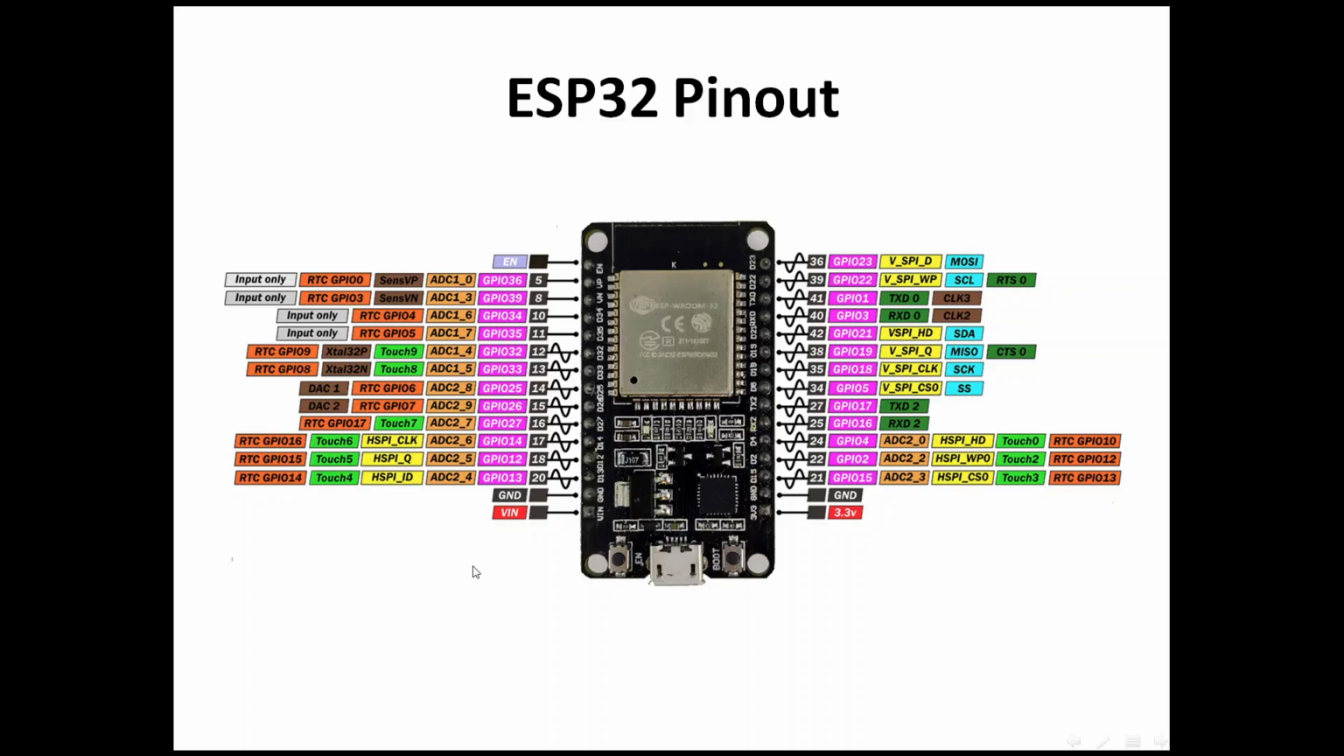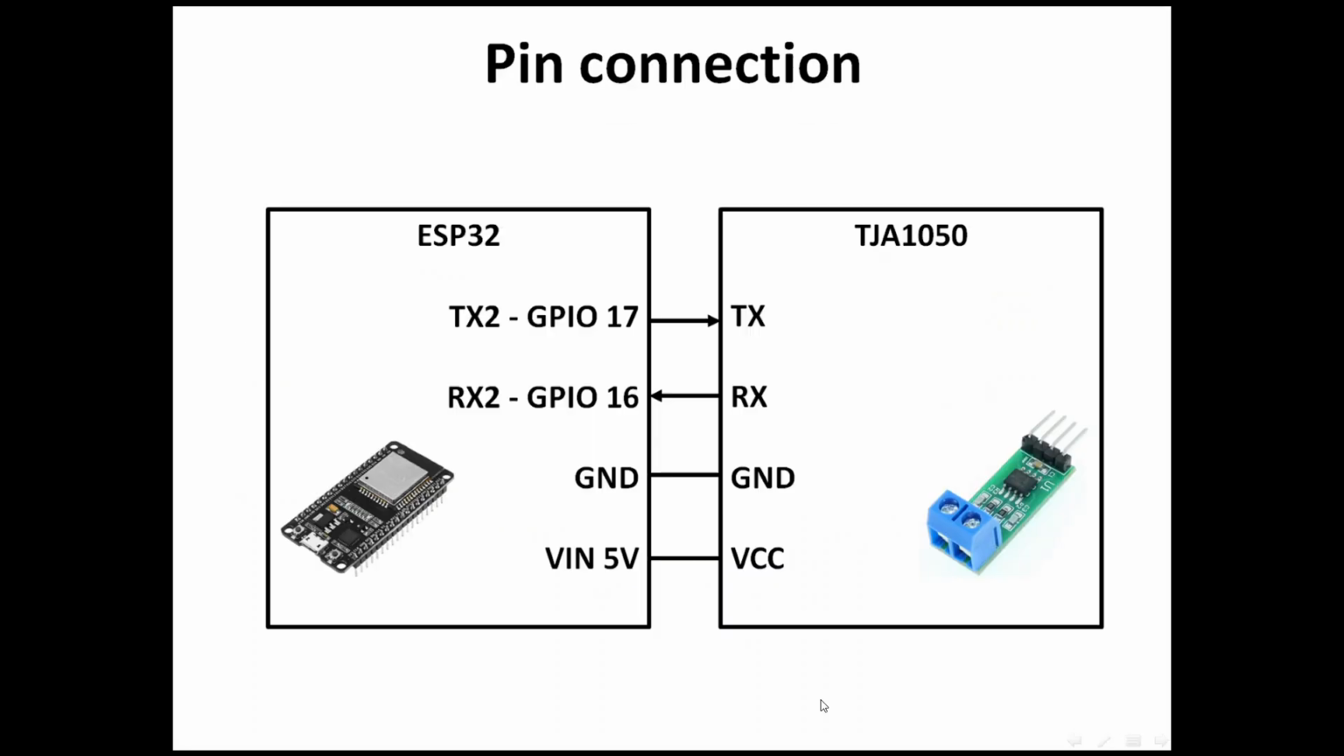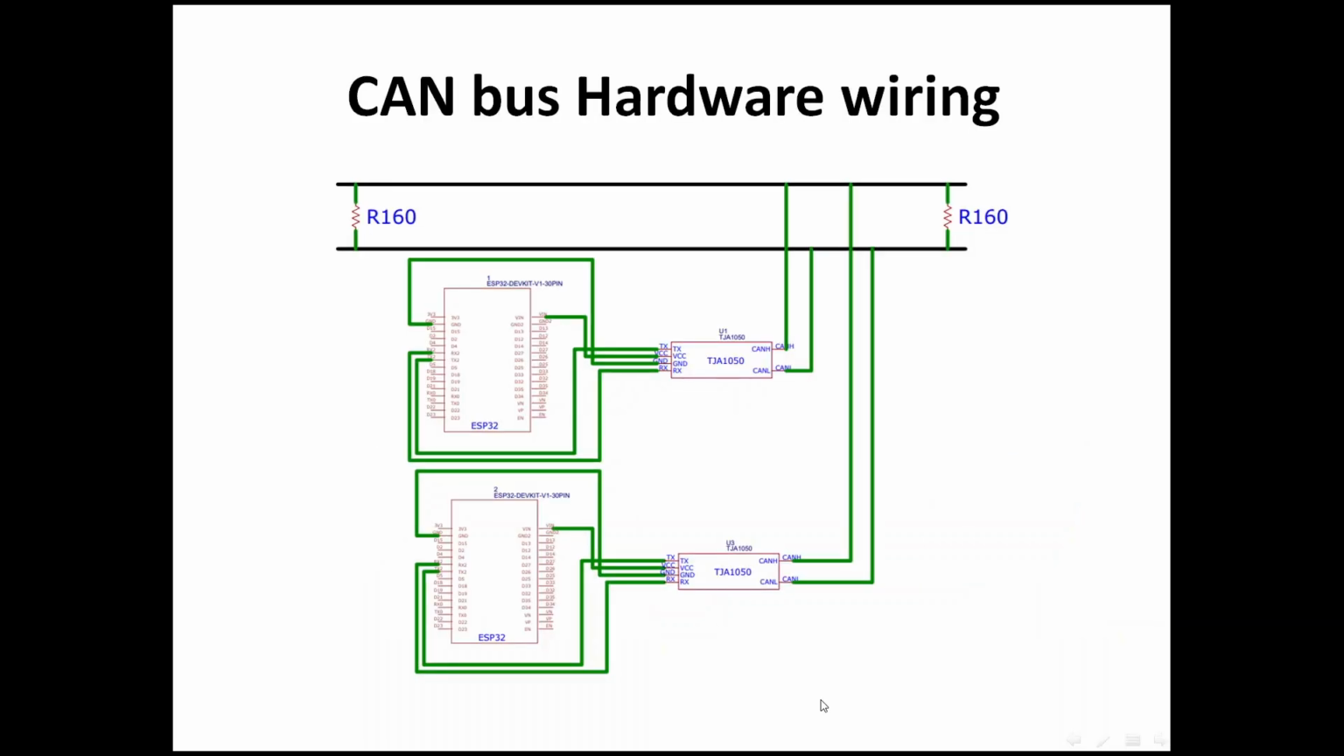This is a pinout of the ESP32. The pink ones are the numbers that we use for GPIOs. This is a connection between the ESP32 and the transceiver, and the main change here is that on the same bus, where you see the two wires painted in black, two devices are connected, the first ESP32 and the second ESP32. In this way they can communicate via the bus. This is a major change in this video.